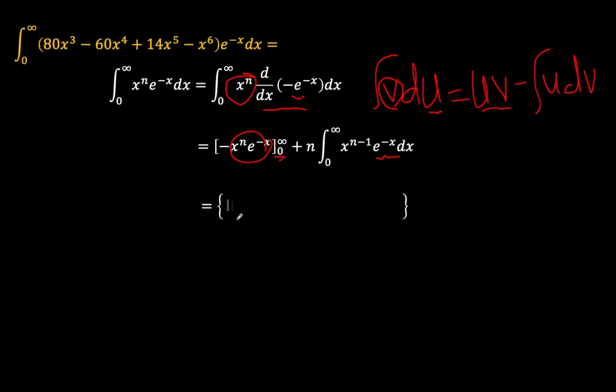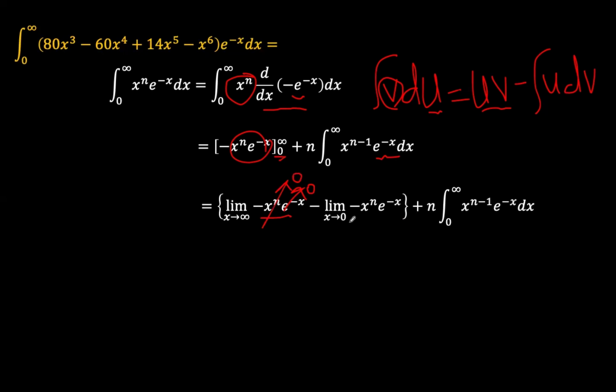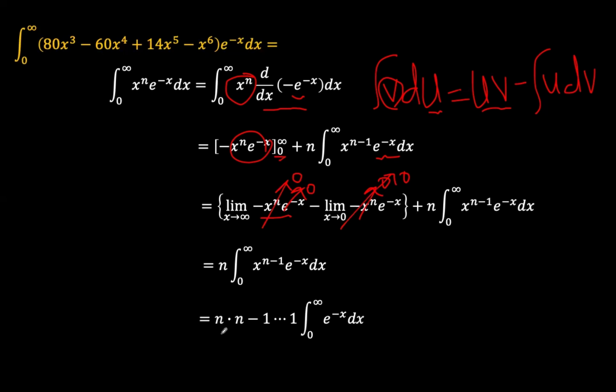Applying the limits, as x tends to infinity this tends to 0, so the entire thing tends to 0. And as x tends to 0, since x to the power n tends to 0, this entire thing tends to 0. So this reduces the integral down to n times the integral of x to the power n minus 1 times e to the power negative x from x equals 0 to x tending to infinity. We can repeat that same process and keep doing it, and it continues in that fashion.